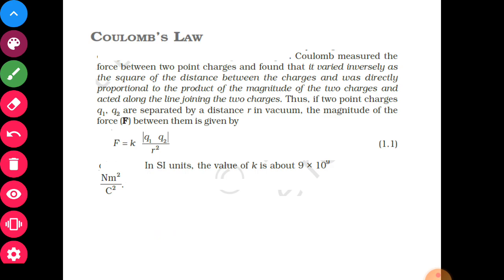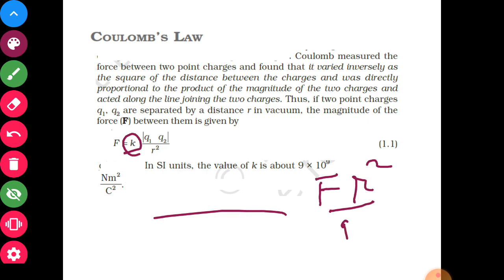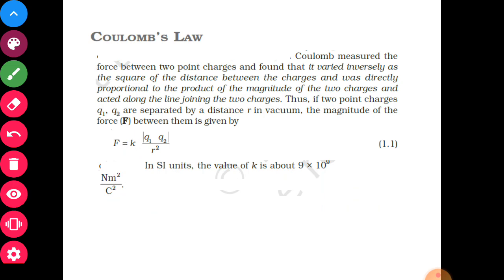The SI unit and value of k can be found if you make k the subject of the formula. Then it becomes k = F r² / (q1 q2). F is force, so its unit is Newton. R is distance, so its unit is meter, and squared, so it becomes Newton meter squared. The unit of charge is coulomb, so per coulomb squared, and its value is found to be 9 × 10^9. So the value of k is 9 × 10^9 Newton meter squared per coulomb squared.